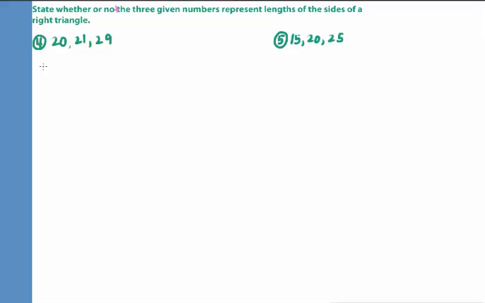So I know they don't label what A, B, C is, but just take them in order. So the first one's A, second one's B, third one's C. Just always treat it that way, okay? So let's plug those numbers into the Pythagorean theorem and see if we end up getting something that will work out. Okay. So we have 20 squared plus 21 squared equals 29 squared.